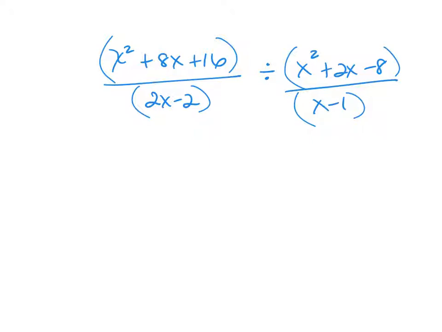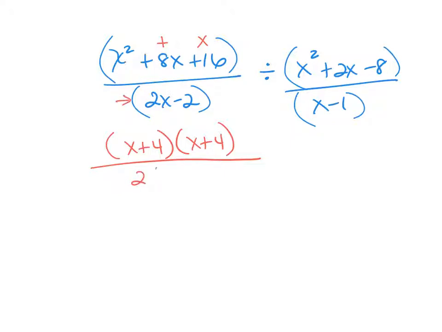And so in the first one, what times what is 16 and added together is 8? 4. So it's x plus 4, x plus 4. Now down below, does that have a common factor that we can pull out of here? 2. We can take out a 2. Now over here we're going to flip this guy, because when you do division, it's keep: you keep this guy the same, you change it to multiplication, and you flip that guy on its tail.